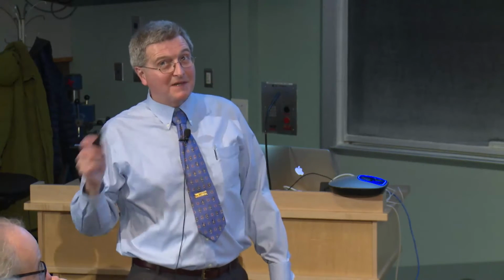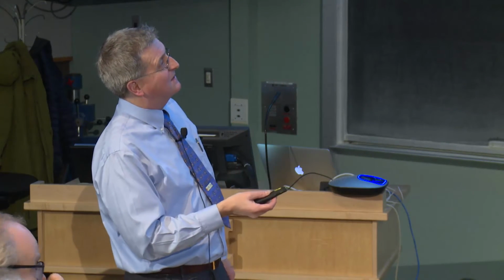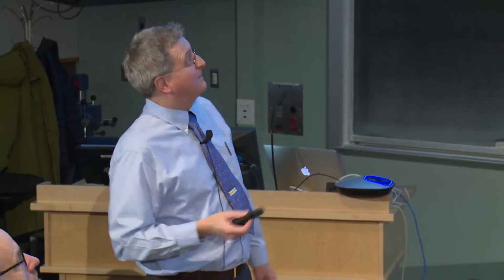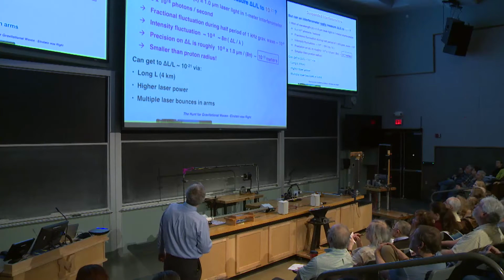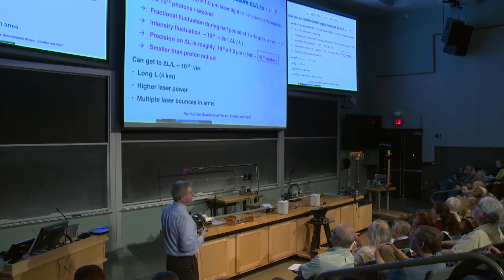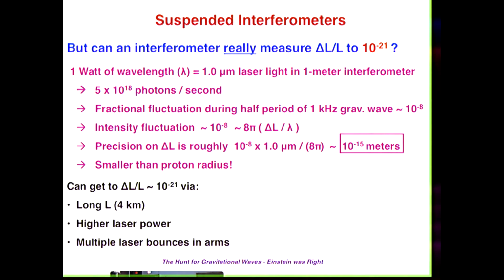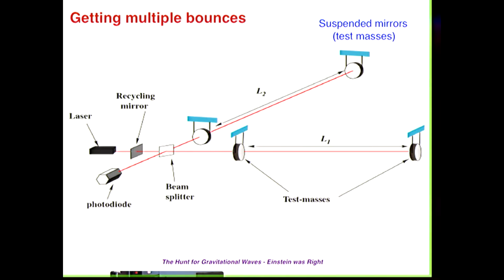This relatively simple setup. It's not easy to make it work in practice, but in principle, this could get you down to the radius of a proton. A 1 meter interferometer with 1 watt of laser power. Now, to get down to 10 to the minus 21, you need a longer L. We have 4 kilometer interferometers, not 1 meter. We have a higher laser power, and we make the laser bounce back and forth in the arms many times. So let me talk about that.